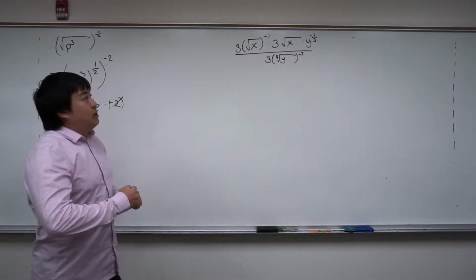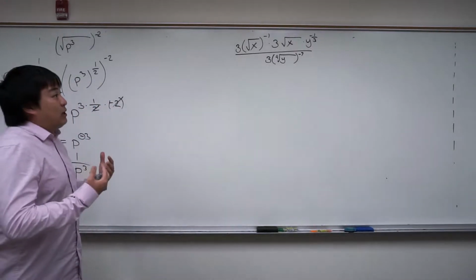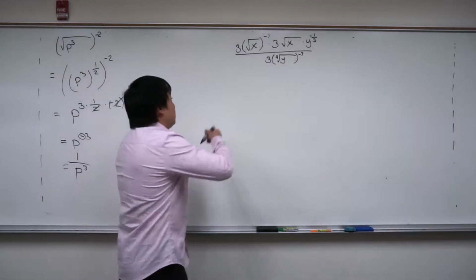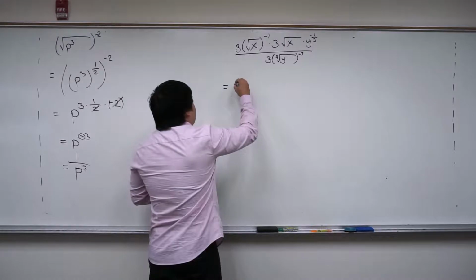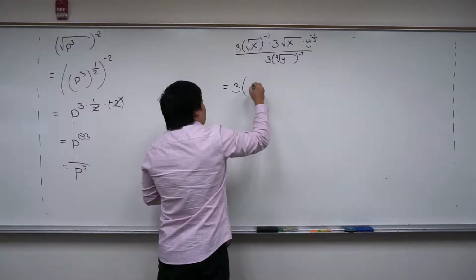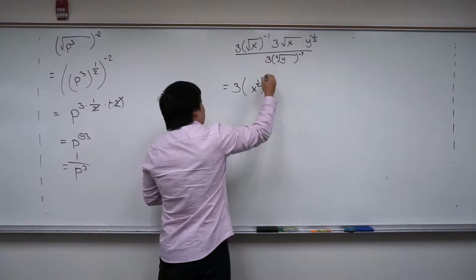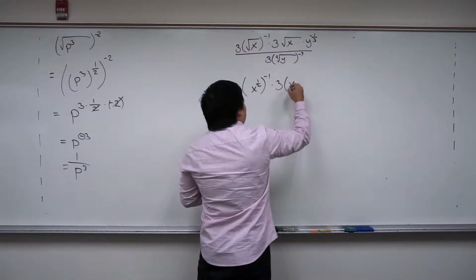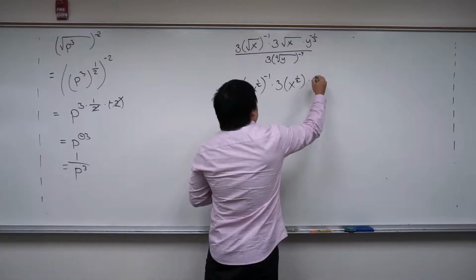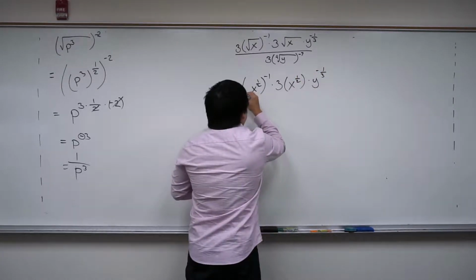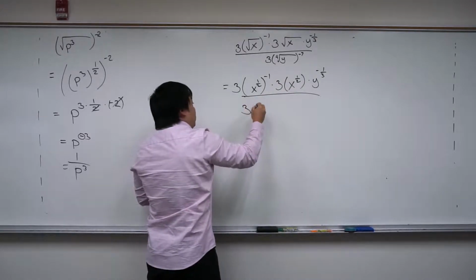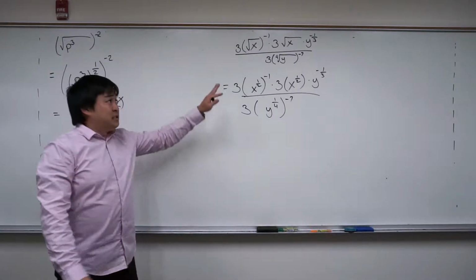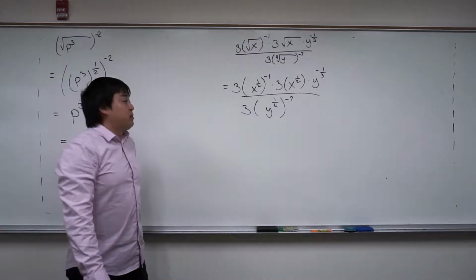So let's go ahead and do this one. We're going to do the same thing. What I would like to do is I convert all the radicals into fractions first. So the first one is x to the half, because it's a square root. The next one is also x to the half, and we can leave the y. The bottom is y to the 4th, because the 4th root is 1 over 4 as an exponent.